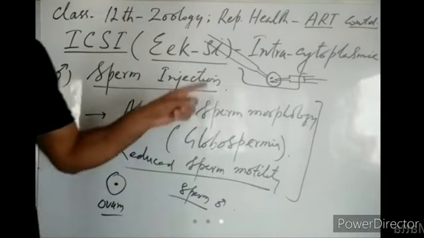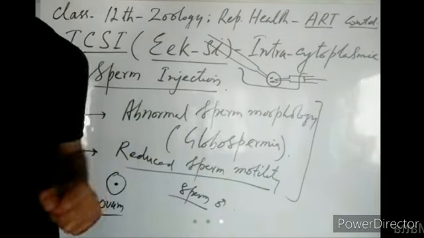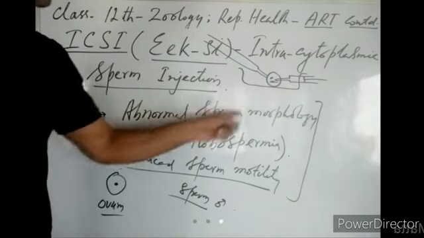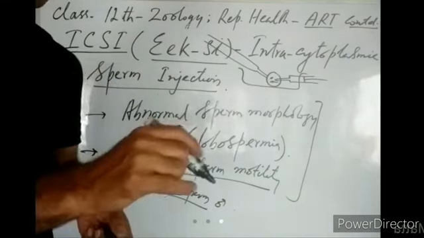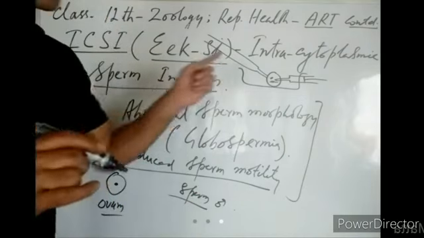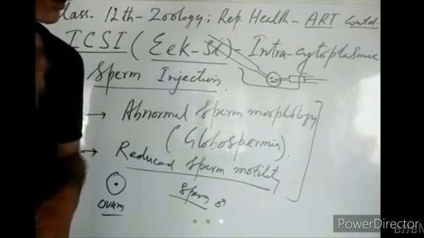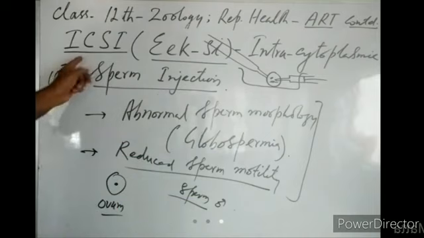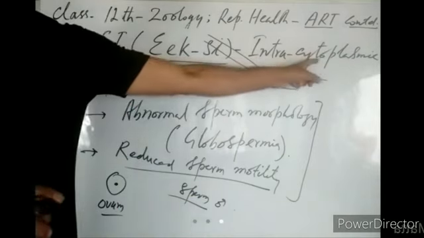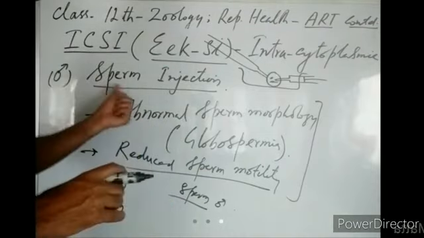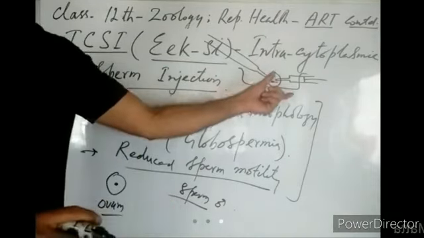The sperm does not naturally penetrate the ovum. So the sperm is injected into the ovum with the help of a micro needle. So that is why we call it intracytoplasmic sperm injection. Intracytoplasmic means within the cytoplasm, the sperm is injected by an artificial method, right?